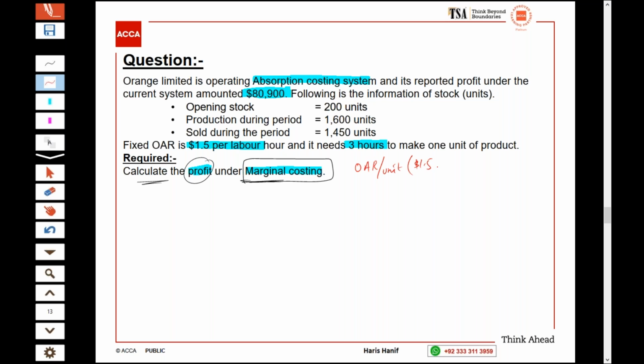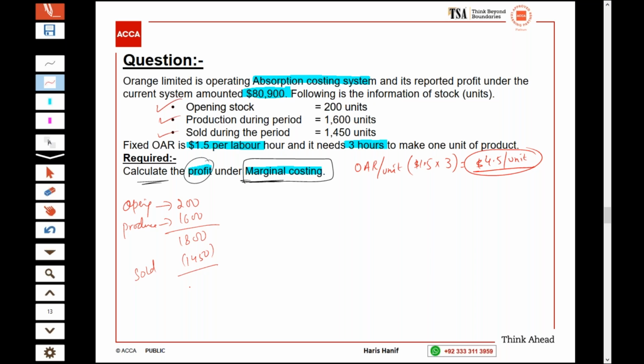It's 1.5. Hurry up, students, solve the question simultaneously along with me, because of shortage of time it's not possible to give you more time. 1.5 multiplied by 3, that is $4.5 per unit. Now see opening, production and sold. You had opening stock 200, you produced 1600, that means you have a total of 1800, and you sold 1450. So your closing stock is 200 plus 1600 is 1800, minus 1450 which you sold, and the remaining is 350 units. Now this is the opening and this is the closing. You should say that stock level is increasing.